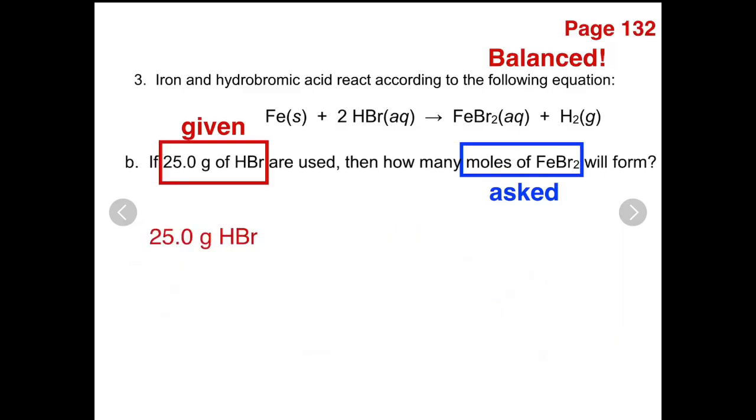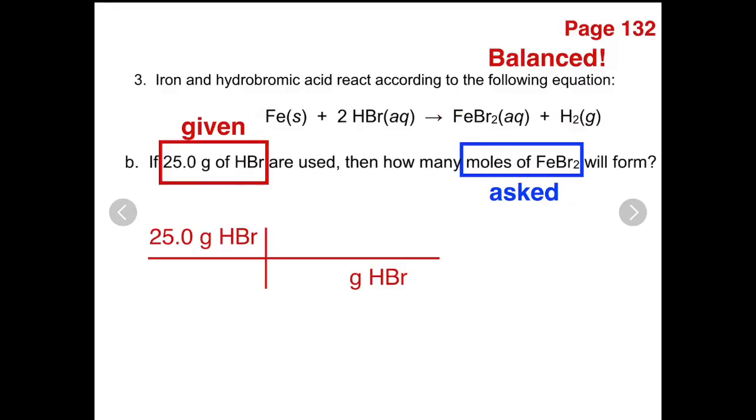Okay, so in this case, start with grams of HBr. Remember, everything is connected by mole to mole ratio, right? So all of these ratios in front of this are mole to mole ratios. That means you always have to convert grams or molecules to mole first before you can convert from one species to another.